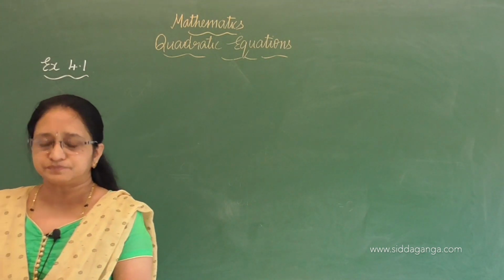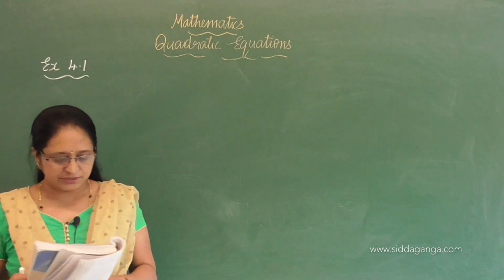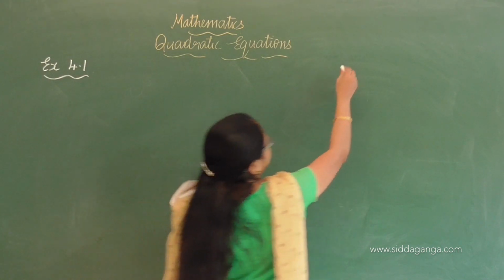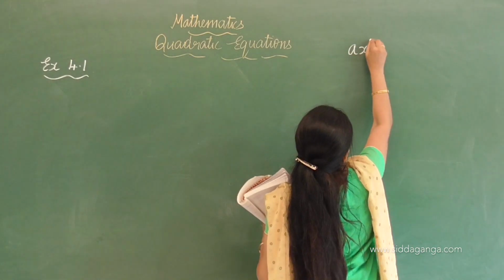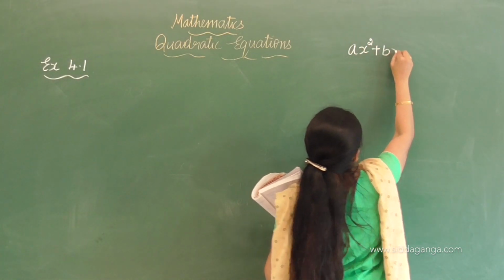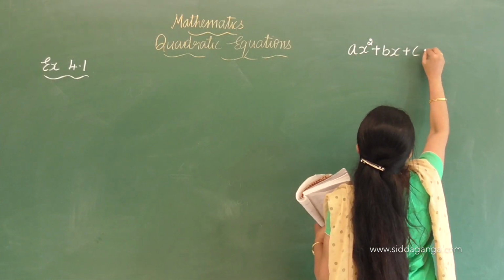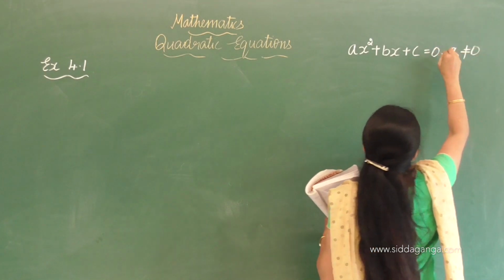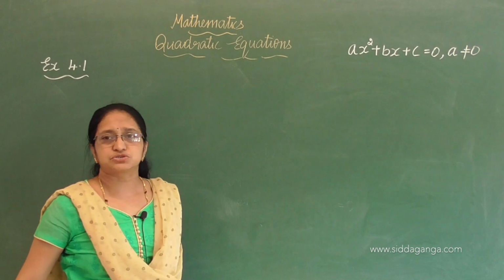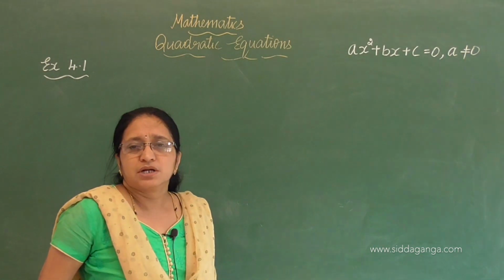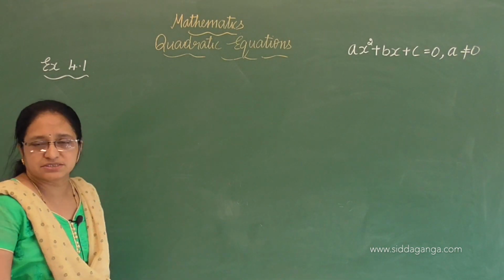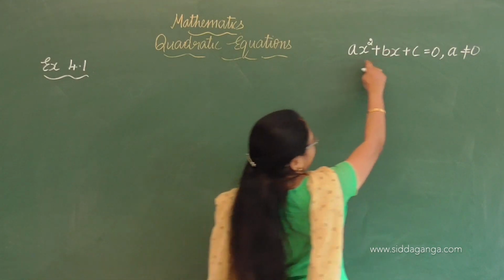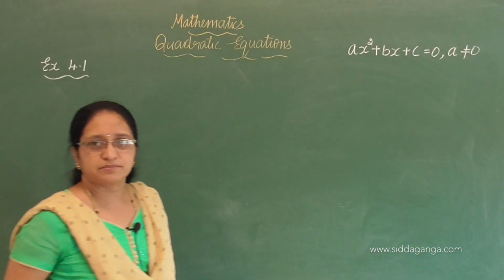Now, let us see, and you all know it should be in the form of ax square plus bx plus c is equal to 0, and a is not equal to 0. This is very important. A should not be equal to 0. And I told you the reason also, if a is 0, this won't become the quadratic equation.